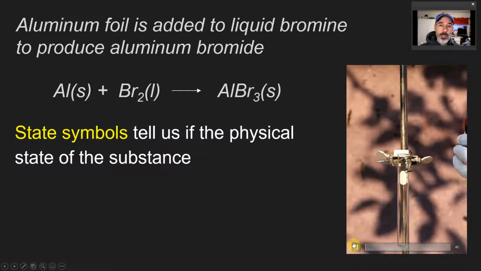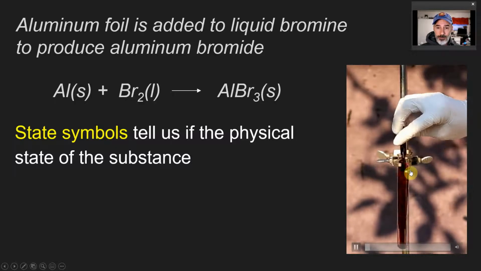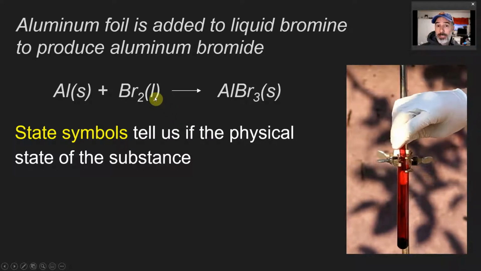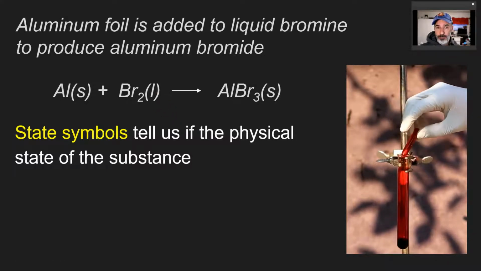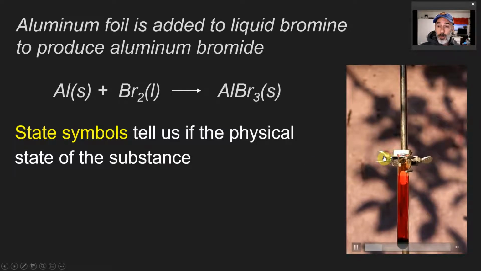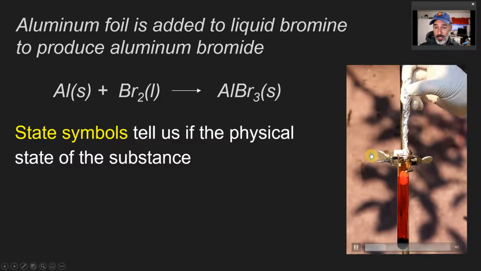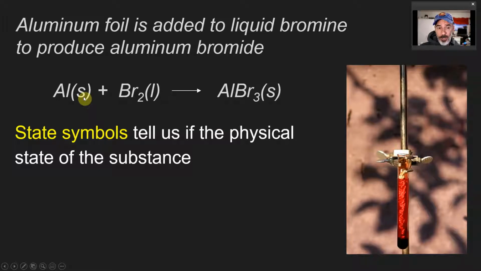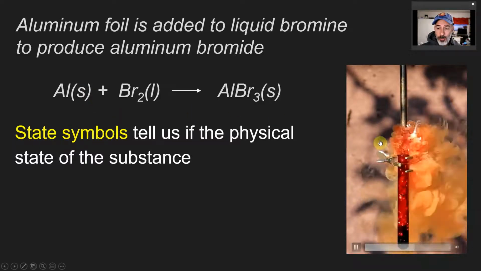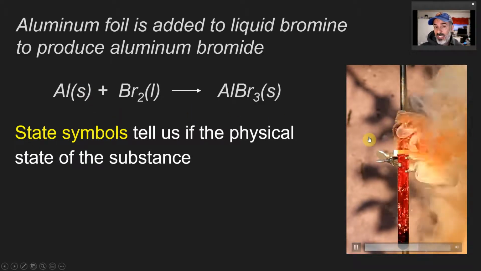You remember in the beginning that bromine was a liquid? That's why it has an l. Its state symbol is l because it was a liquid. The aluminum foil was a metal. It was a chunk. It was definitely a solid, so hence the s. Solids, anything that's a metal, a powder, anything like that, will have an s, and it will always have an s. If it's a powder, it's still s, not p. And the aluminum bromide, which was a powder, is a solid too.